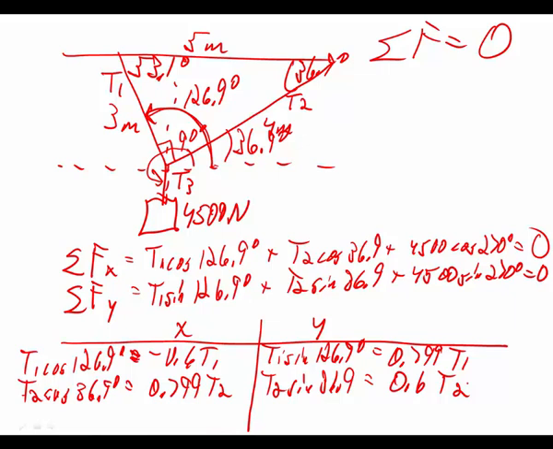Oh, and I forgot T3. What's T3, y'all? T3 cosine of 270 is what? 0. T3 sine of 270 is negative 4,500 newtons. All right? Okay, y'all.